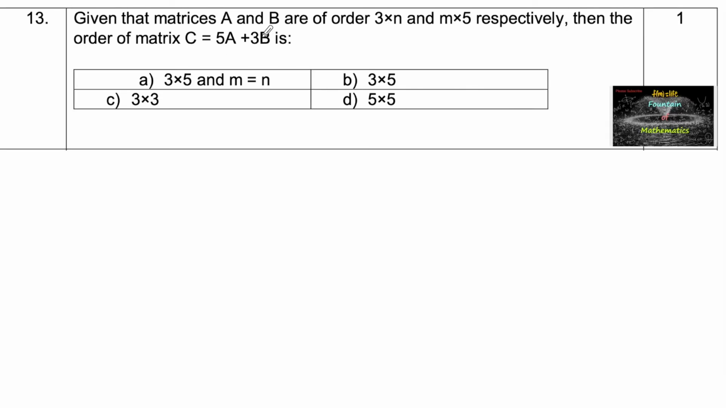Given that matrices A and B are of order 3 by n and m by 5 respectively, then the order of the matrix C is equal to 5 times A plus 3 times B.